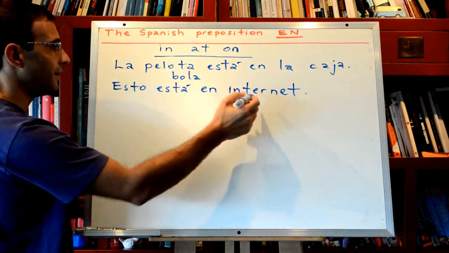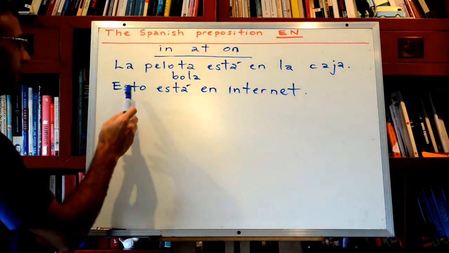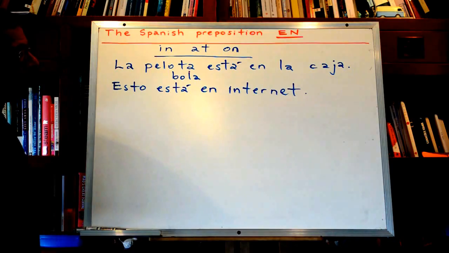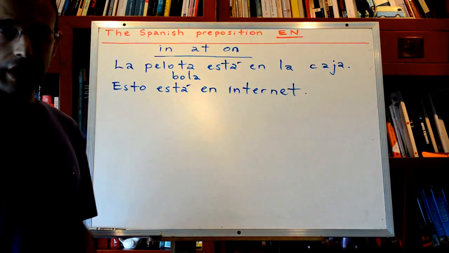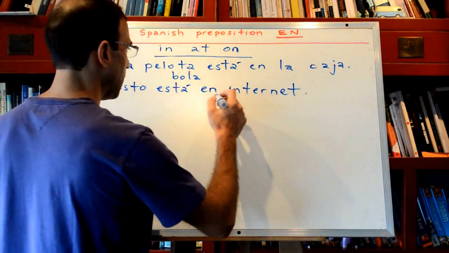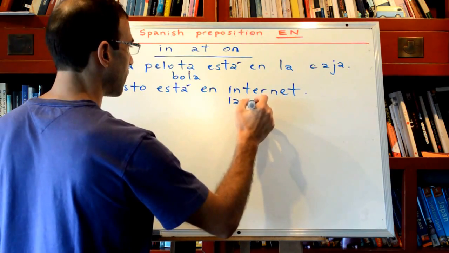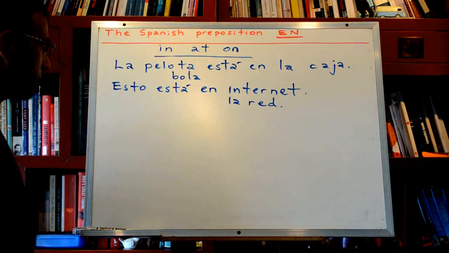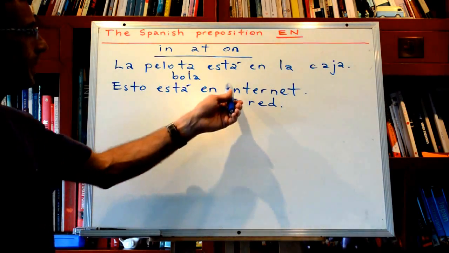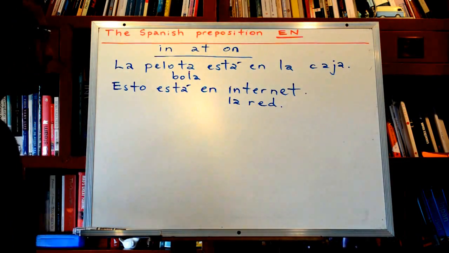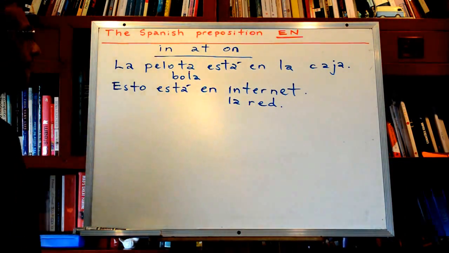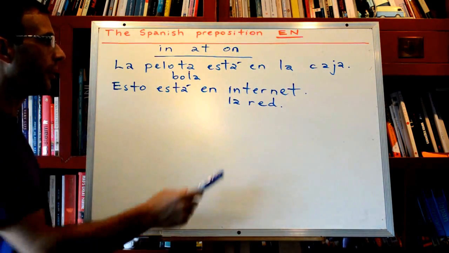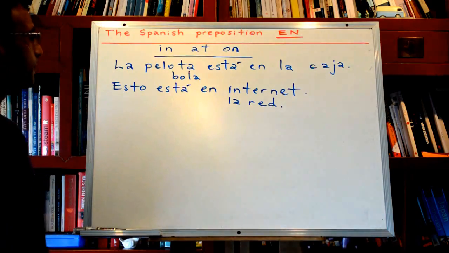Esto está en internet. This is in internet, or on the internet, or whatever. There's another word for the internet, okay? We can say en la red. La red, the network, okay? But the word internet, which is an English word, is already quite universal. So we usually use the word internet rather than a Spanish word, right?